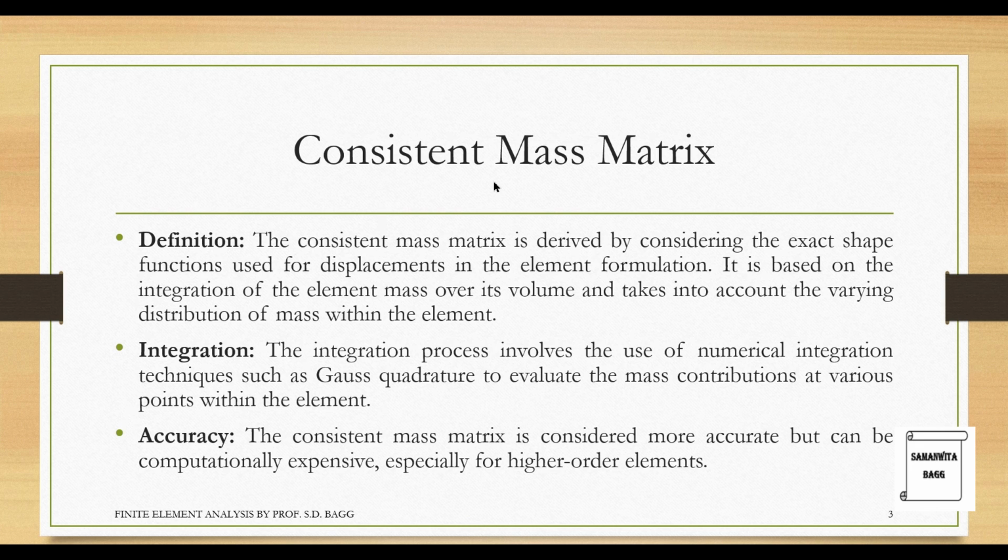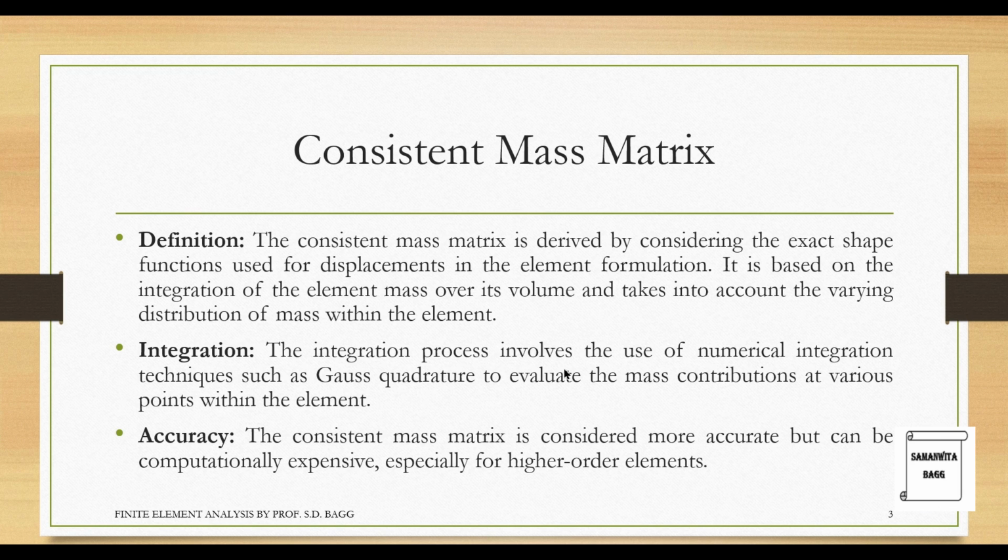Now we'll first discuss the consistent mass matrix. The consistent mass matrix is derived by considering the exact shape function used for displacements in the element formulation. It is based on the integration of the element mass over its volume and takes into account the varying distribution of mass within the element. So you can basically talk about the mass being consistently distributed over the body. That is a way of saying, or you can assume, that it is mass over volume distribution over the body. So you can just take an overall integration and solve and calculate its mass matrix.